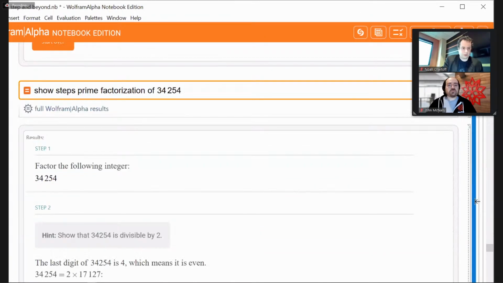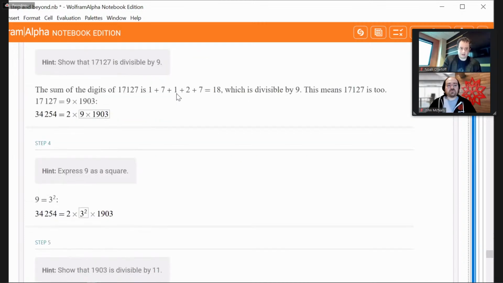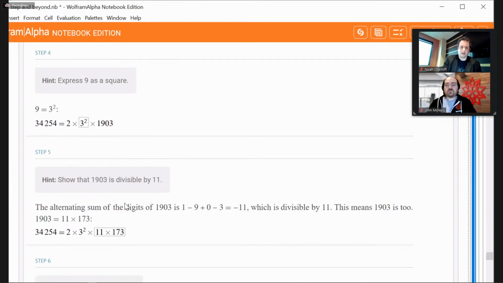Heck, I was going through an example of this, show steps prime factorization of 34,254. I picked this number just by plugging in 4 random digits, 3, 4, 2, 5, and then I added one at the end that would make it divisible by 3 because I know that sum of digits technique. But then having done that, just started to look through here, and I ran into this. Show that this factor is divisible by 11. The alternating sum of digits of 1903, 1 minus 9 plus 0 minus 3, is negative 11, which is divisible by 11. That means that the original number was too.